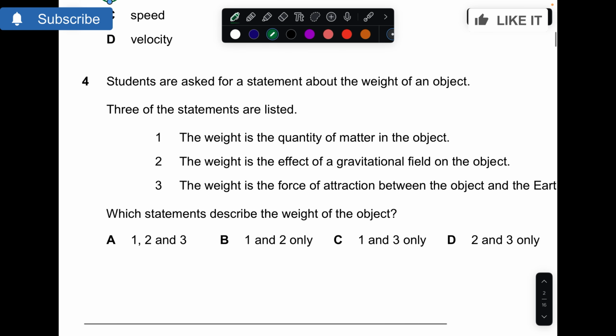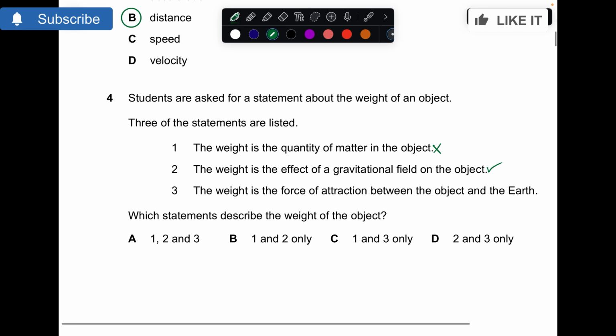Okay, question 4. Students are asked for a statement about the weight of the object. Three of the statements are listed. First, the weight is the quantity of matter in the object. No, quantity of matter is the mass, not the weight. The weight is the effect of gravitational force on the object. It seems good. The weight is the force of attraction between the object and the earth. This is correct. So it's option 2 and 3 only, D.